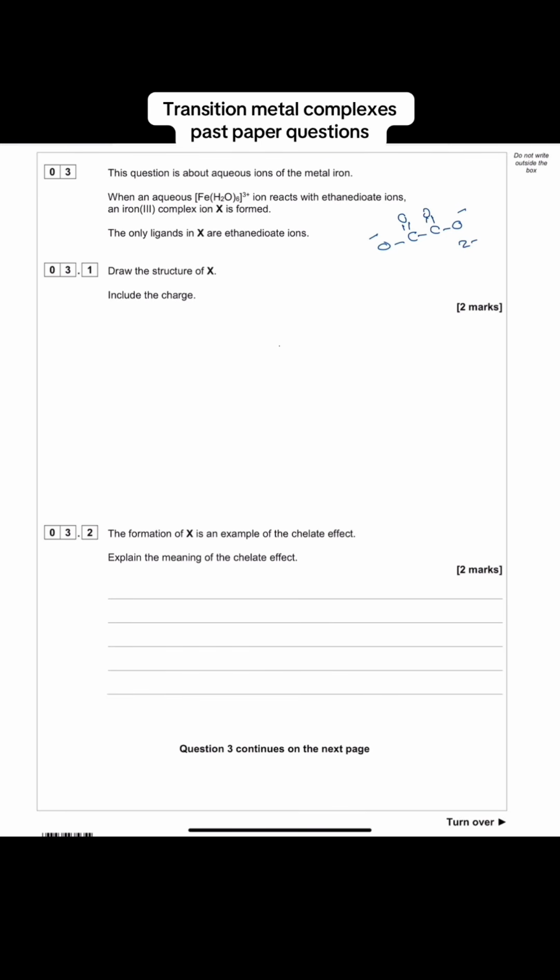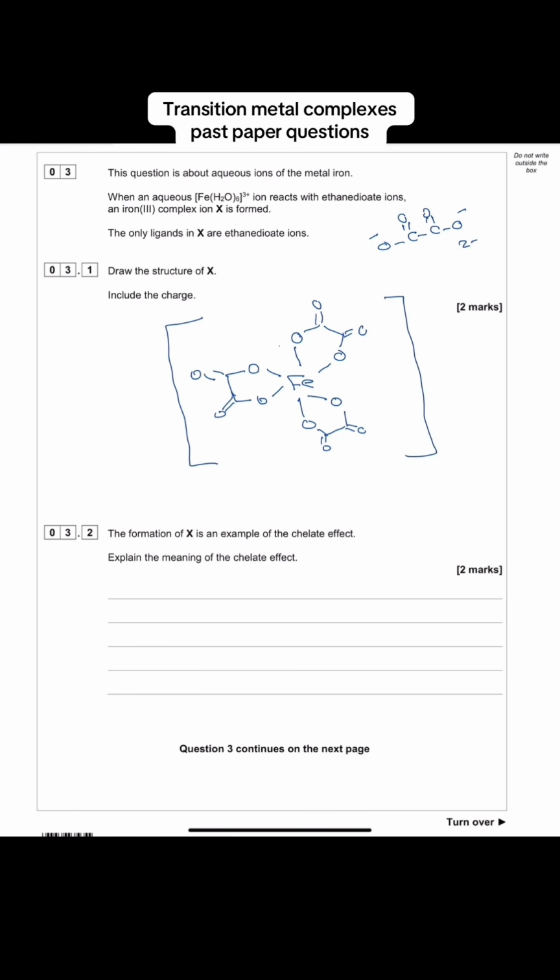So let's draw this one. It's going to be octahedral, as we know. So there will be three molecules of the ethanedioate ion surrounding the iron, making coordination with the iron. Each of these will look like this. So this is the first one. And then the second one with the two oxygens, and then the two carbonyl groups. And finally, the last one, two oxygens and two carbonyl groups. And don't forget the charge for this one.